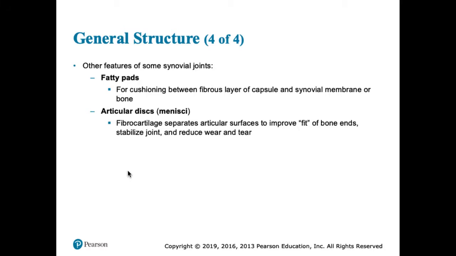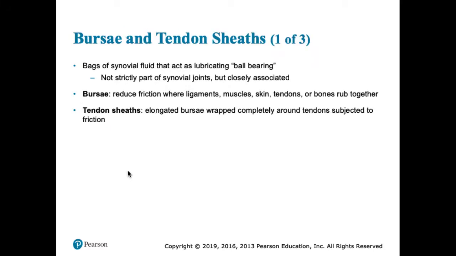Other features of some synovial joints is there are some fatty pads. That's for cushioning between that fibrous layer of that capsule and that synovial membrane or bone. And there's the articular disc, or the meniscus, or the menisci. And that's this fibrocartilage that separates the articular surface to improve the fit of the two bone ends. So it helps stabilize the joint. It helps reduce wear and tear as much as possible.